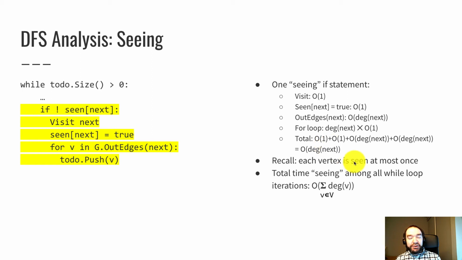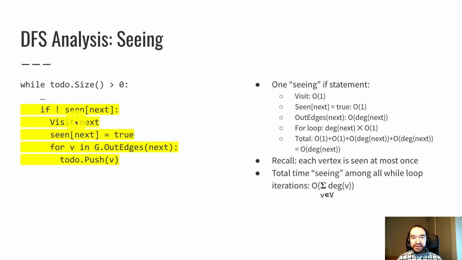Now remember that every vertex is seen at most once. So the total time we spend in all of these seeing executions among all of the while loop iterations of the whole algorithm would be if we add up the degrees of all the vertices. And that's what this math notation says. It's big O of the summation over every vertex V of the degree of that vertex. That's the total amount of time we spend seeing vertices.